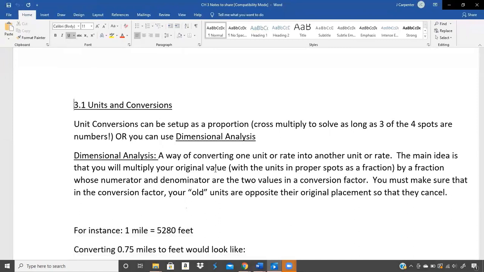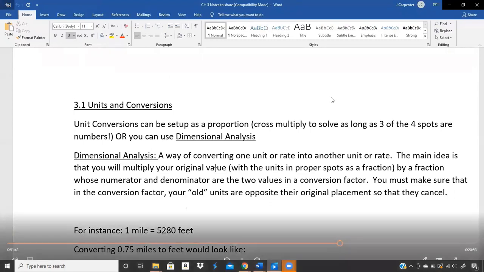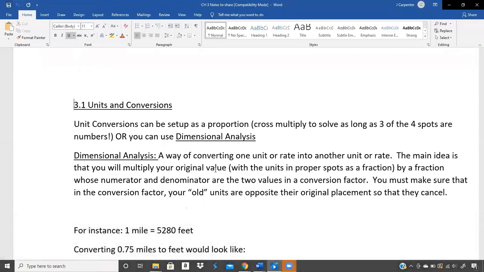Or 63,360 inches. So saying 1 mile is the same thing as saying 5,280 feet, is the same thing as saying 63,360 inches. Those are all literally the exact same thing, but with different units. So units are also like dollars versus euros, or 1995 dollars versus 2020 dollars. Those are all units. Now, in quantitative reasoning, it is extremely important to use your words, to use your units.